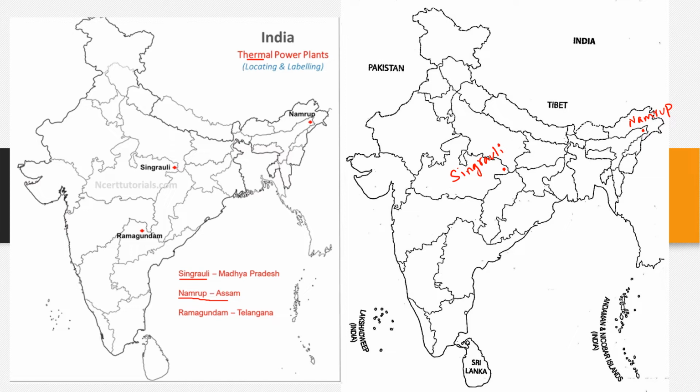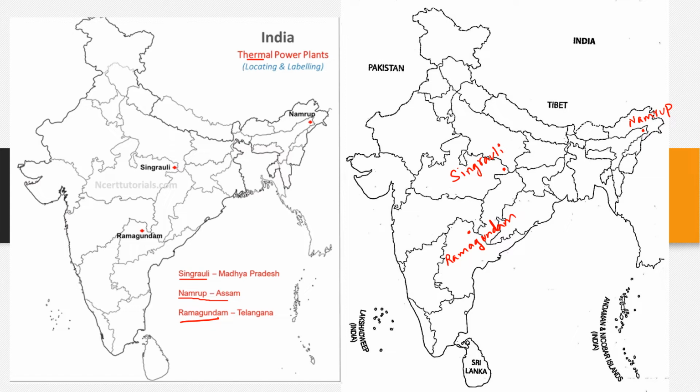Clear? Yes. And the third most important thermal power plant is Ramagundam power plant, which is in Telangana. It is also in the border of Telangana region. Clear? This is Ramagundam thermal power plant. Clear? Yes. So these are the most important.